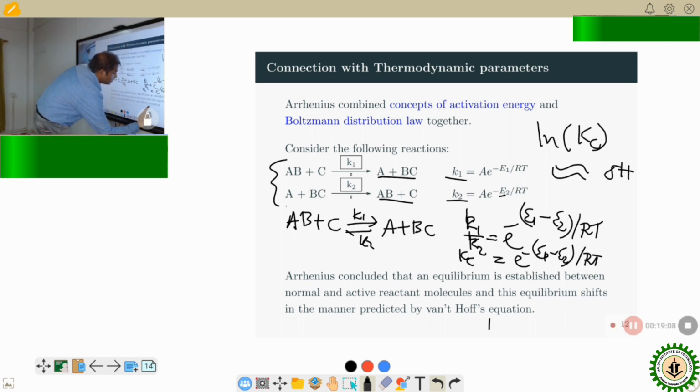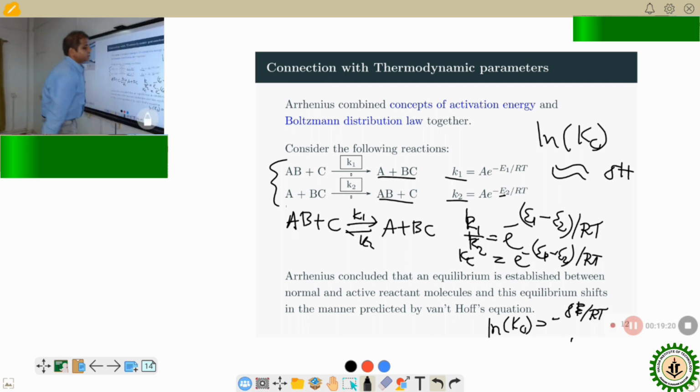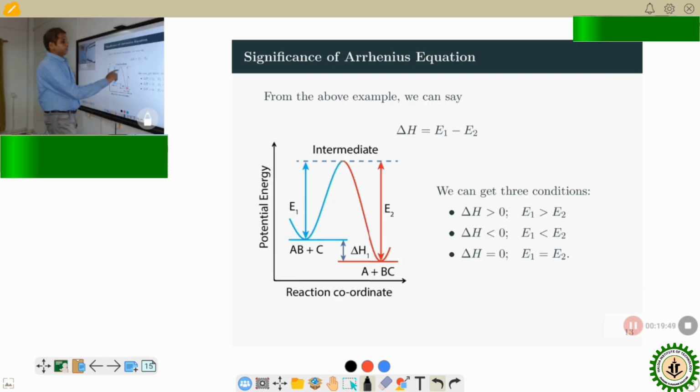We can take the logarithm of both sides: ln Kc is C minus delta E divided by R T. Now what is delta E? Delta E is E1 minus E2. What Arrhenius did for this type of relation, he used the Van 't Hoff equation, just like this method, and he said that this delta E is connected with delta H by RT in the Van 't Hoff equation. So what we see is that delta H is nothing but E1 minus E2, that is the difference in energy.